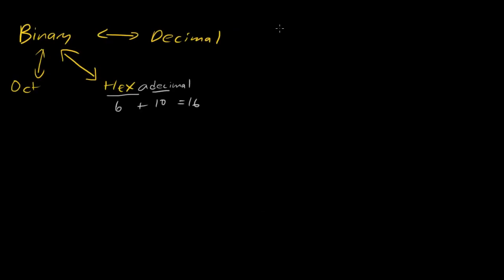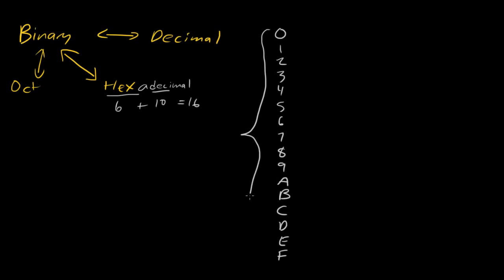We have 0, 1, 2, 3, 4, 5, 6, 7, 8, 9, 10. Oh, sorry, not 10. Instead of 10, we're going to say A. So this is where it gets to hex: A, B, C, D, E, and finally F. Okay, so these are 16 possibilities in hexadecimal.